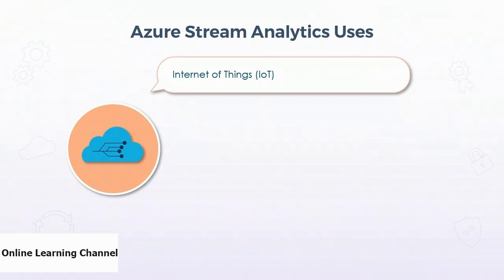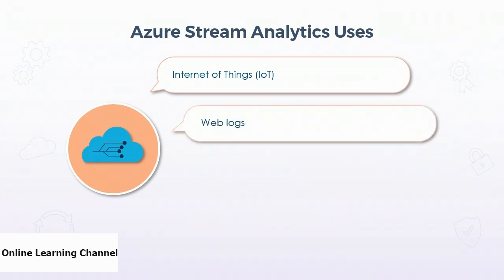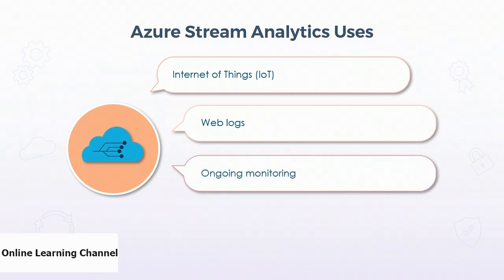And you don't have to use Stream Analytics on just data streams either. You can also use it to analyze things like web logs. And that can be very useful if you're trying to monitor the health of various services and applications in real time. In fact, that's really the key use case for Stream Analytics. If you think about it, it's all about ongoing monitoring. You can use it to do various other things, but at the end of the day, you're really using it to monitor and analyze data as it flows through your system.